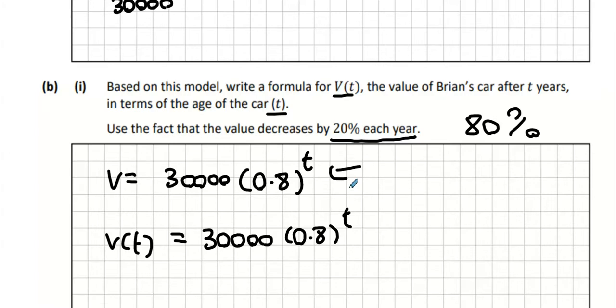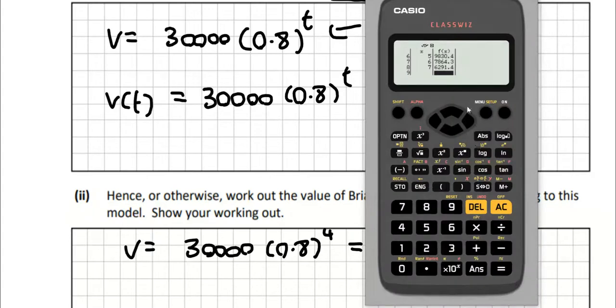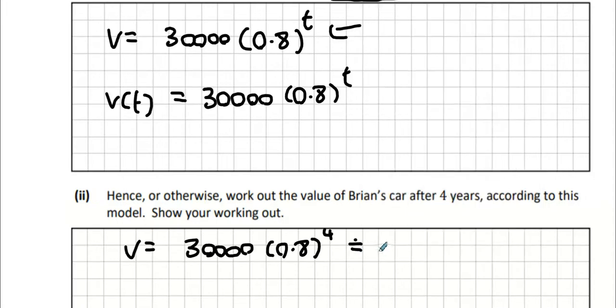Okay. Now, what's going to ask me for next is its value after 4 years. Well, its value after 4 years is 30,000 multiplied by 0.8 to the power of 4. You can enter that into your calculator, or you can just go up here and look for the number 4, and it's 12,288 euro.